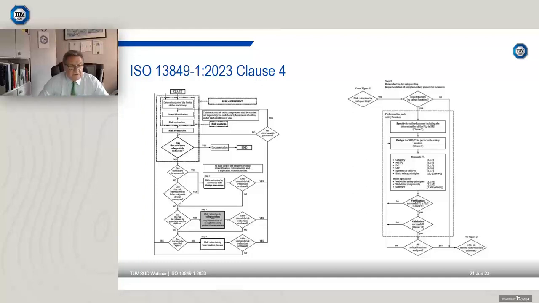And then the risk reduction process has been elaborated a little. The so-called three-step process has just been fleshed out a little bit. And of course, it's the step 2, where we're doing risk reduction by safeguarding, and in particular where safeguarding measures depend on control systems, that we are directed to the process detailed in 13849 Part 1. And that's the flowchart on the right-hand side of the screen. Again, very, very similar to the flowchart in edition 3. It's just been fleshed out a little, but the principles, the steps are the same.